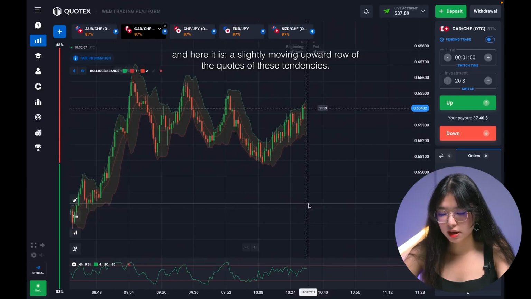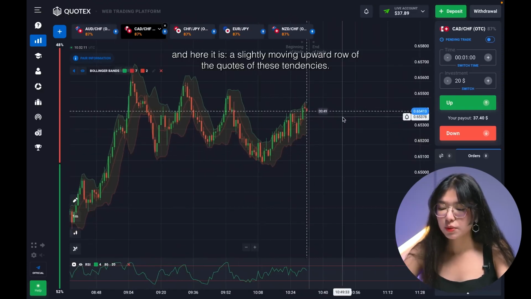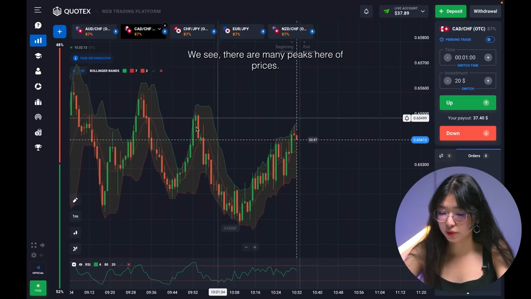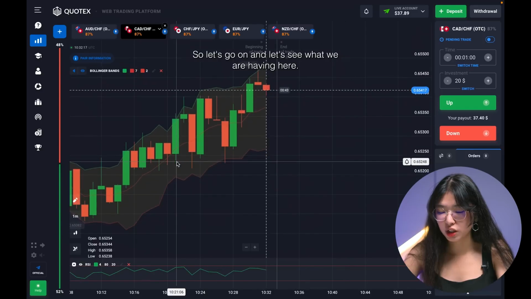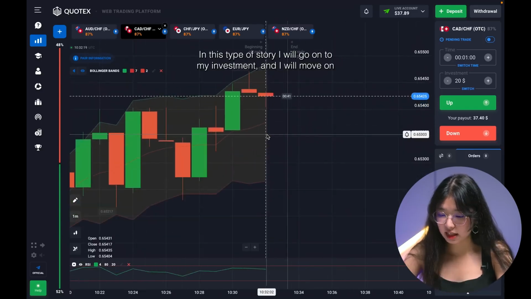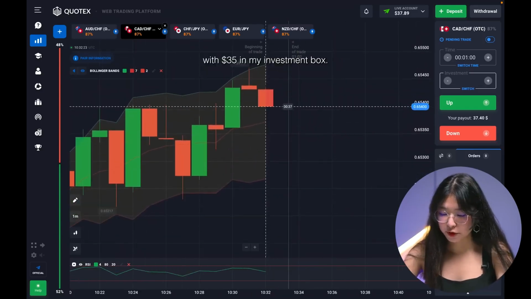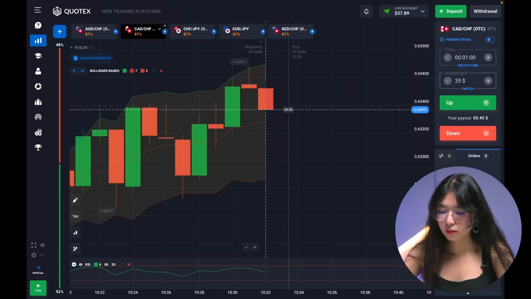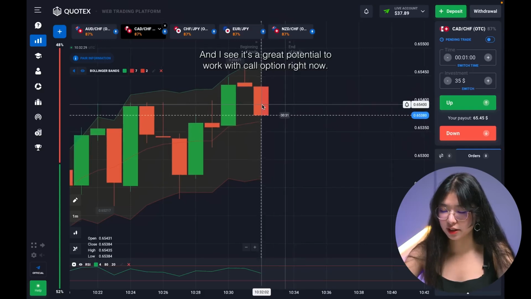And here the quotes are slightly moving apart around these tendencies. We see that there are many price peaks here. And let's go on and see what we have here. In this story, I will go with my investment and I will move with $35. So okay, and I see that's a great potential, so let's work with the call option right now.